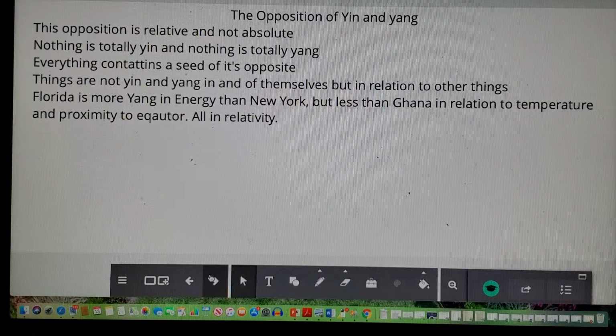Okay. So this opposition is relative. The opposition of yin and yang is relative. It's not absolute. So there is nothing that is totally yin and nothing that is totally yang. Everything contains a seed of its opposite. So things are not yin and yang in and of themselves, but in relationship to other things. This is really key.